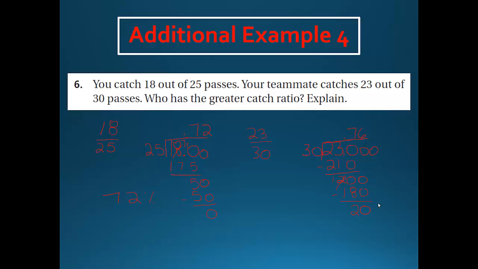If we add our 0 and bring it down, you'll notice that we have 200 again. 30 is going to go into 200 6 times. And you'll notice that we're going to keep getting 20 when we subtract. We'll add a 0, bring it down, and get 200 again. So this is going to be a repeating decimal. The 6 is what's repeating. When we move our decimal over 2 places, 1, 2, to make it a percent, that'd be 76.6%, and the 6 is repeating. So 76.6 repeating, and that would be then your percent. So now if you compare these two numbers, 72% and 76.6%, we can see that our teammate has the greater catch ratio.